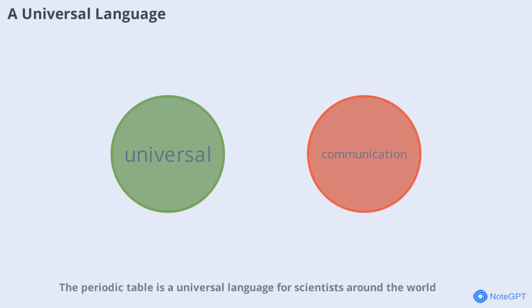The periodic table is a universal language for scientists around the world. Its symbols and structure allow for clear communication and collaboration, driving progress in every field of science. No matter where you are, the table speaks the same truth.